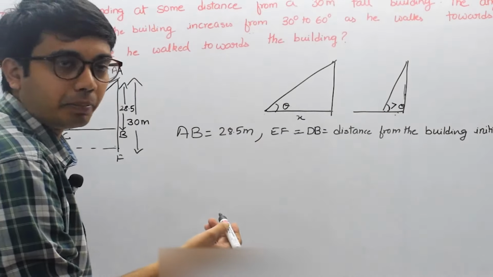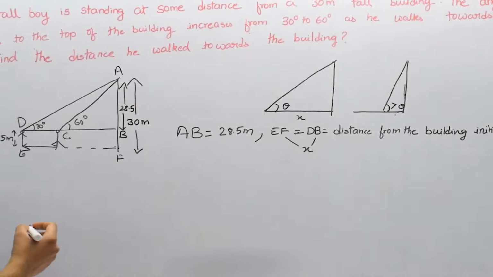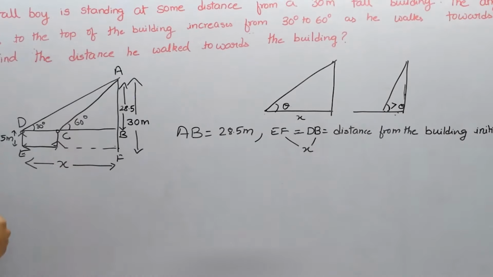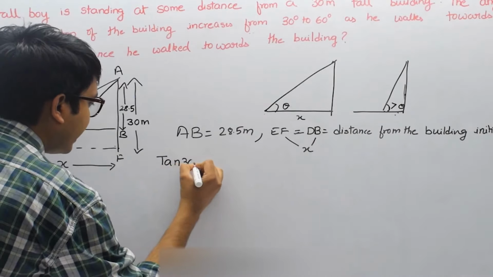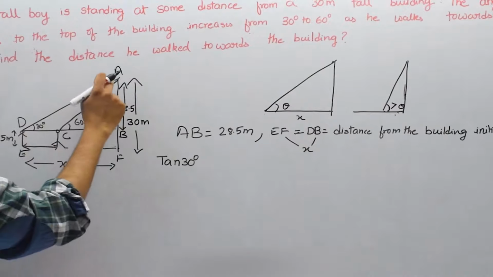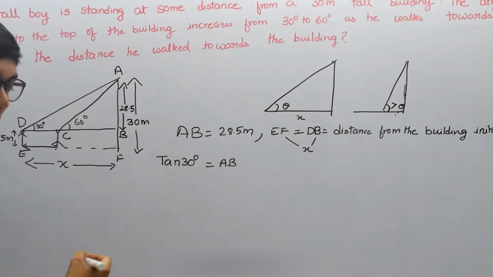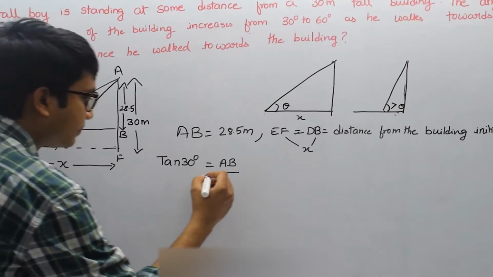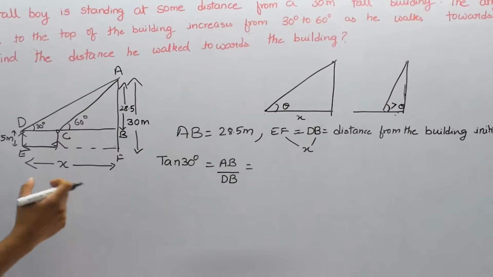So EF is equal to DB is equal to distance from the building initially, and let this be X. So I am talking about this whole distance as X. So what should I do? I'll take tan 30 degree. Tan 30 degree will be AB, opposite side by adjacent side. Adjacent side is DB. We know the value of AB, it is 28.5 meters.